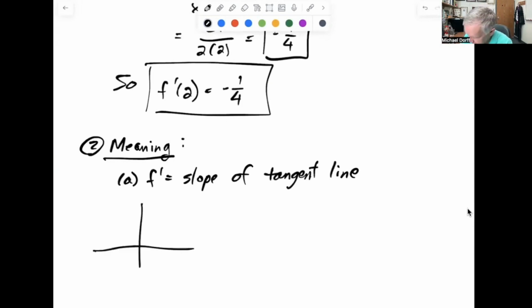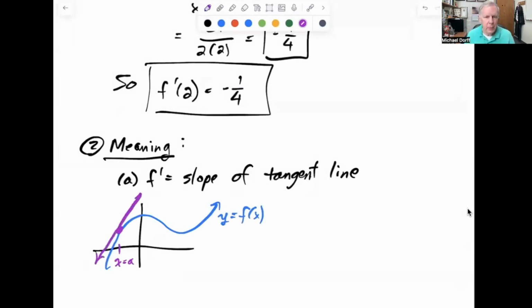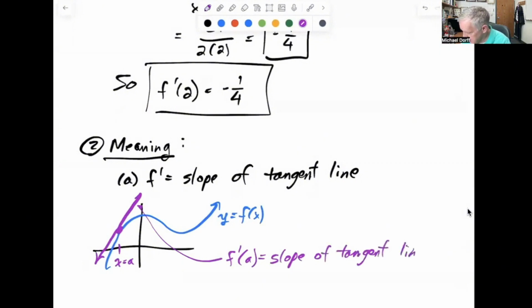And let me just show you that in terms of an actual graph. So let's suppose this is my graph of my function y equals f of x, and I take a point on there. There's my point x equals a, and I can look at the tangent line. The tangent line intersects the blue curve at one point, and the derivative, f prime at a, is going to equal the slope of this tangent line there.